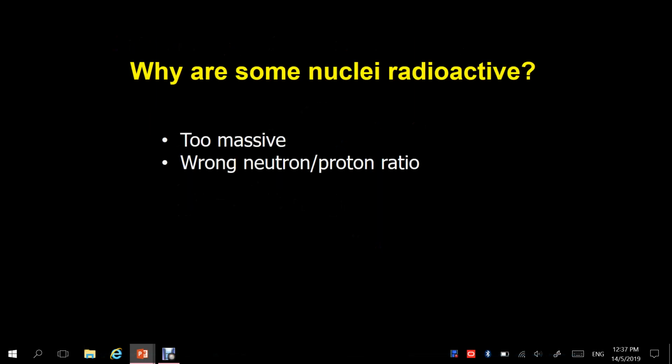In your lecture notes, you can see this on page 5. Why are some nuclei radioactive? So there are 2 reasons. The first reason is because they are too massive, so the electrostatic force is much larger than the strong nuclear force in the nucleus. The second reason is because they do not have the correct neutron to proton ratio.